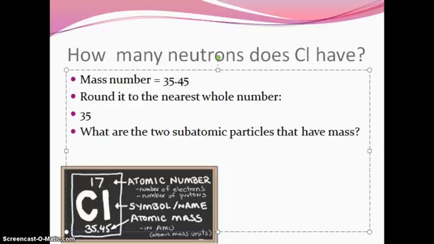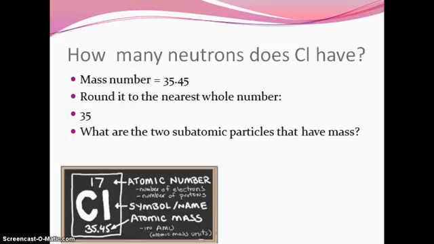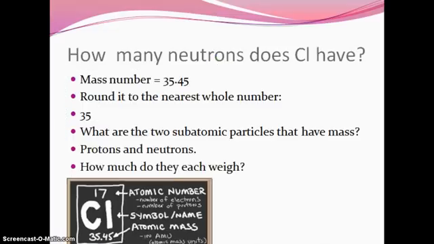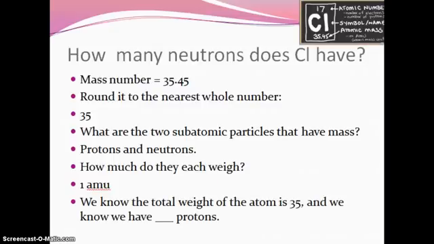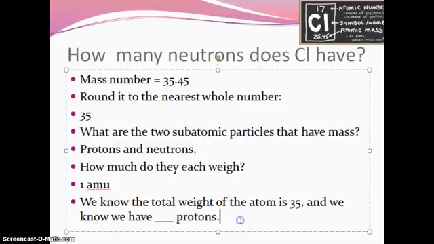What are the two subatomic particles that have mass that we count? Protons and neutrons. How much do they each weigh? 1 AMU. Each proton weighs 1 AMU, each neutron weighs 1 AMU. Again, if it helps you to think that an atom of chlorine weighs 35 pounds and each proton is a pound and each neutron is a pound, that's okay while we're getting started. We know the total weight of the atom is 35 AMU, or 35 pounds, and we know we have how many protons in chlorine? 17.